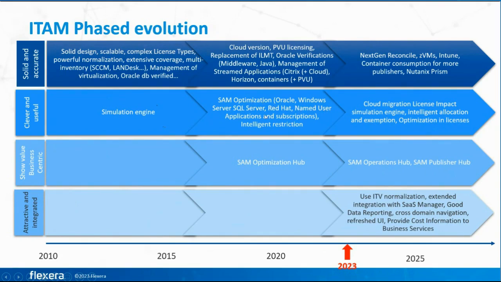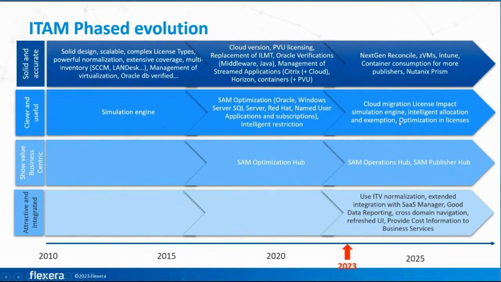Oracle, Windows, SQL Server, Red Hat, named user applications and subscriptions. And the intelligent restriction that we got in December that allows to restrict a license to a computer group or a user group, which is actually a report. So all of this makes the tool, I would say, more fine-tuned and changes the perspective from I'm counting well to I'm counting well, and even I'm giving you advice on how to save money. And I will insist a little bit on that.